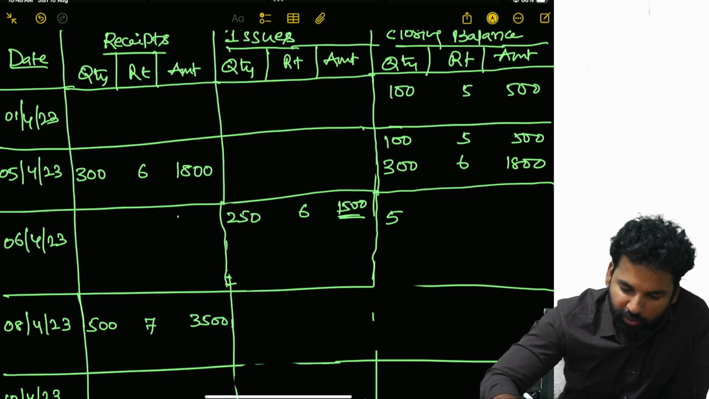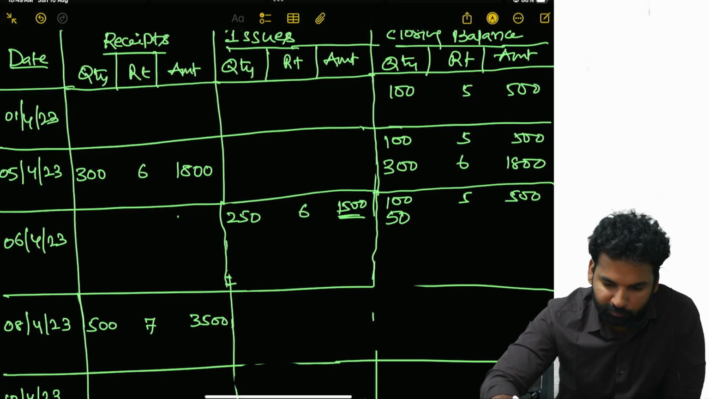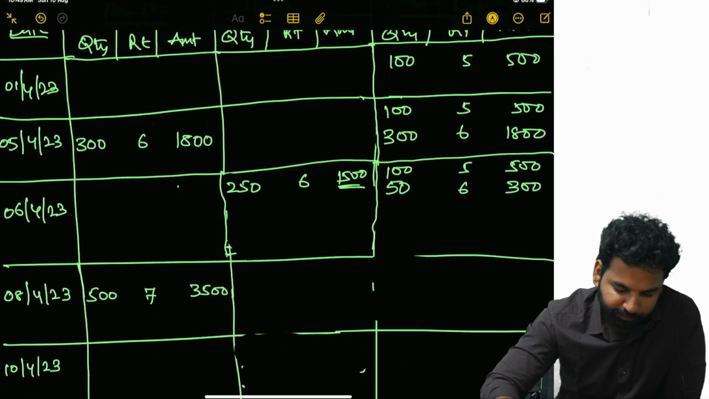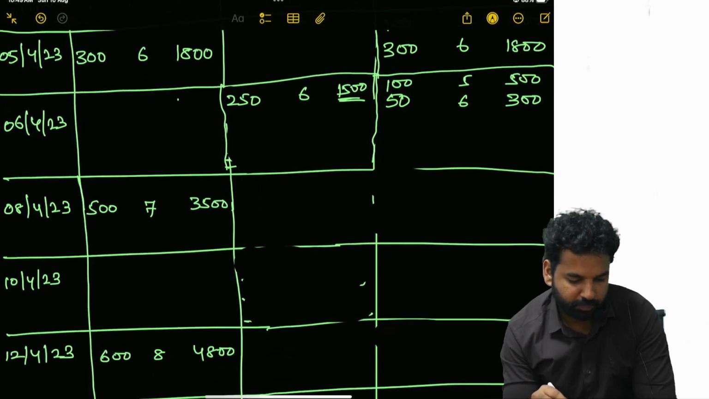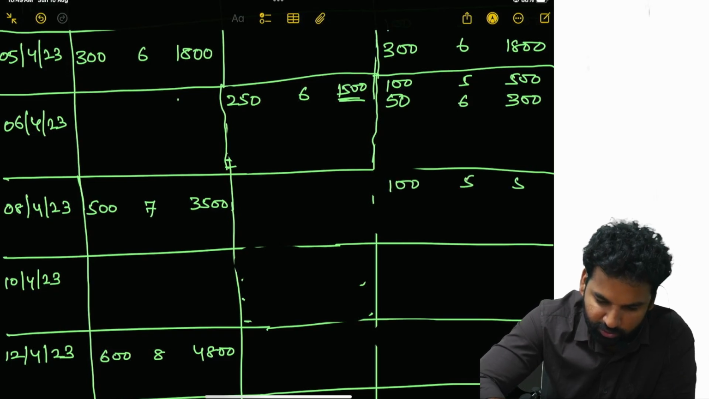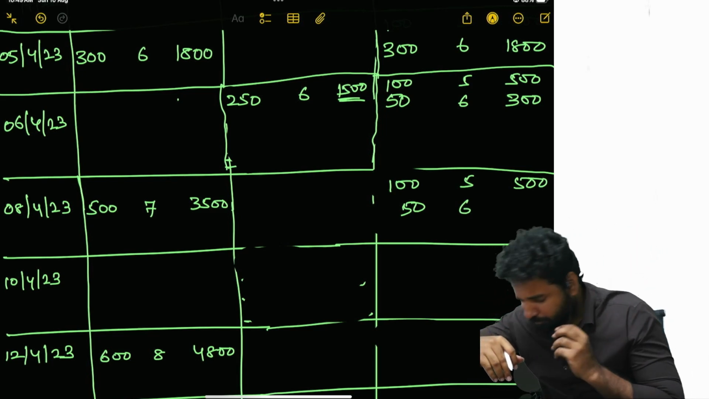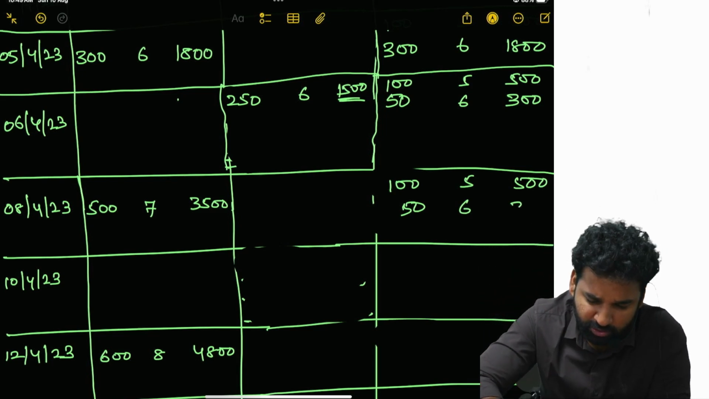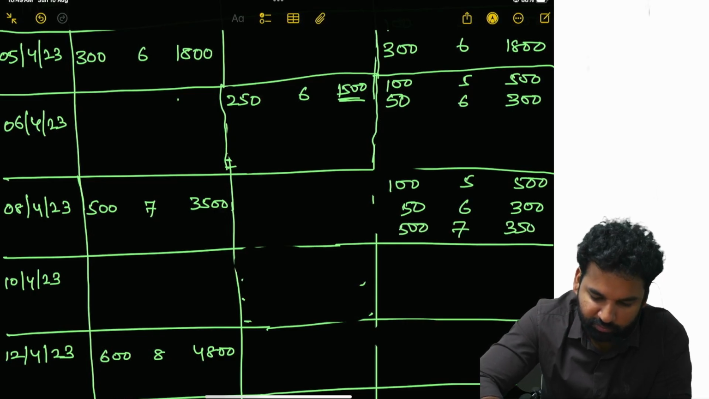So remaining will be 100 units of 5 each, 500. Out of 300, 50 units will be remaining at 6 rupees, 300. Okay, next, 3,500 is the purchase. Now what will be the closing stock? 100 of 5 each, 500, 50 of 6 each, which is 300, 500 units of 7 each, which is 3500.